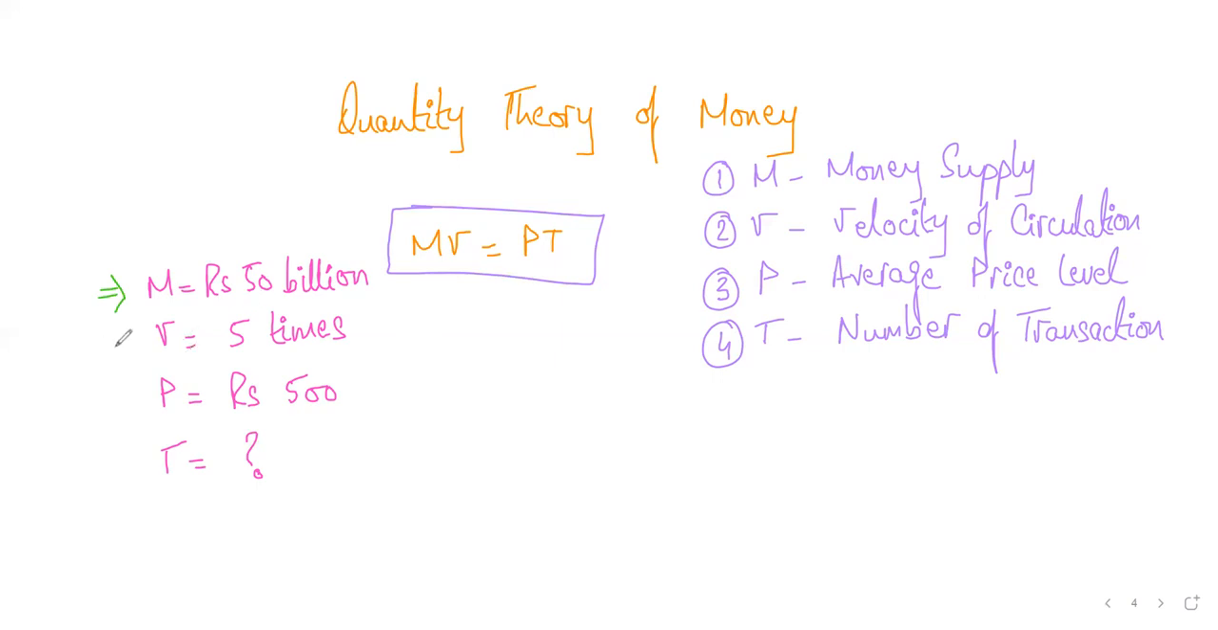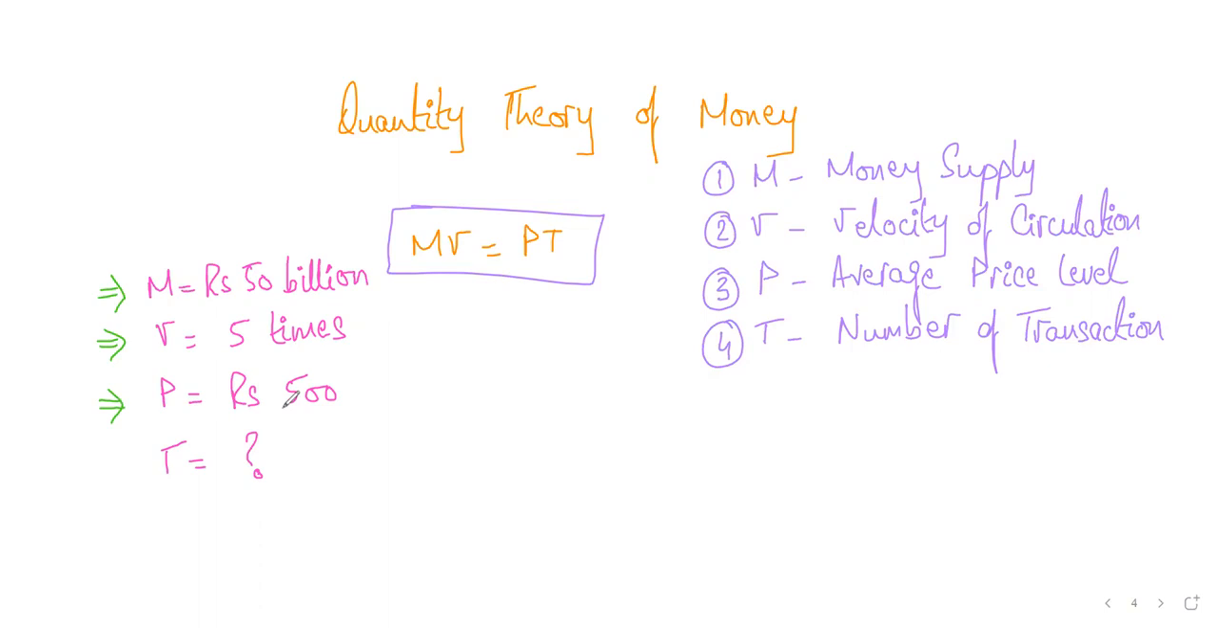Any confusion? Velocity of circulation is 5 times. This means a typical note in Pakistan exchanges hands 5 times in a year. P is the price level, which shows the average price of a good or service in Pakistan. So a typical good in Pakistan costs you, let's say, 500 rupees, which is the aggregate price of all goods and services that are produced in Pakistan.